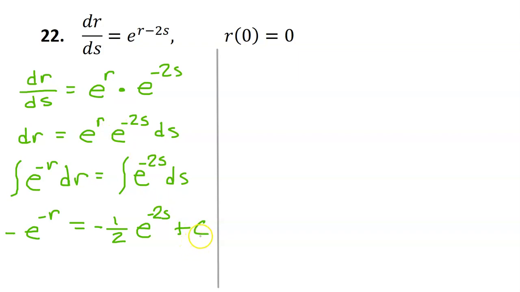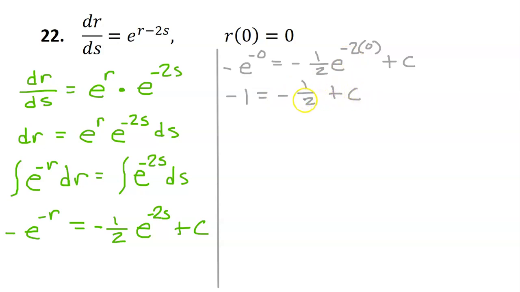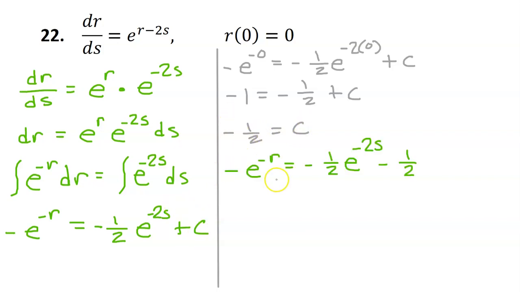It's time to find the value of c by plugging in 0 for s and for r. E to the 0 power is 1, so on the left side I have negative 1. And again, e to the 0 power is 1, so I just have negative 1/2 plus c. Adding 1/2 to both sides of the equation, I get c is equal to negative 1/2. Let's plug that in right here. This is a particular solution that satisfies the initial condition.